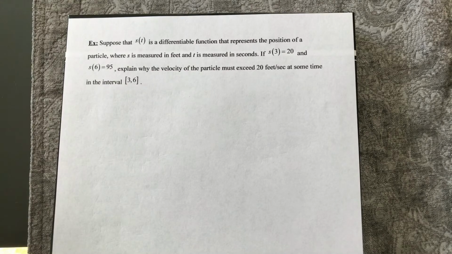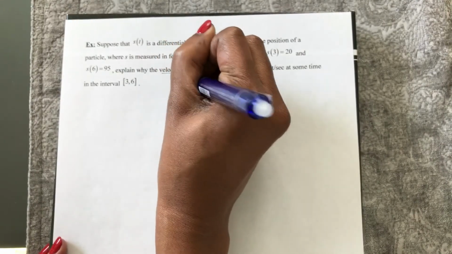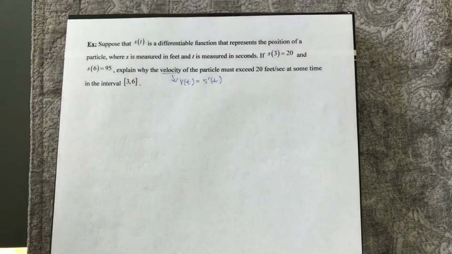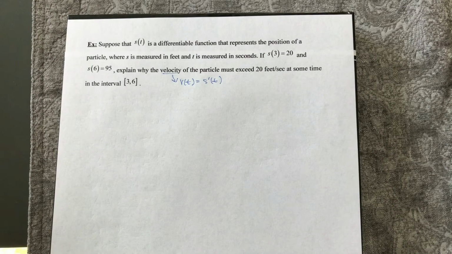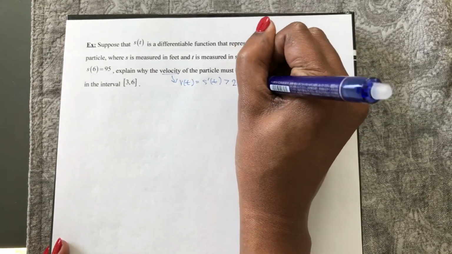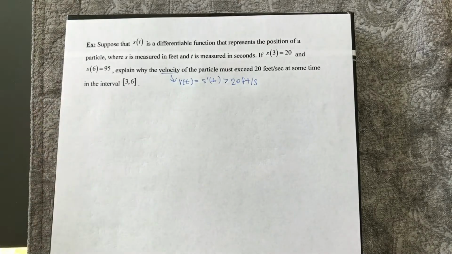Okay, so what is the velocity? The velocity is just the rate of change of that position. So keep that in mind. They're trying to have us show that the velocity, the rate of change of our particle, must be greater than 20 feet per second sometime between 3 and 6 seconds. So what can we show here about these two intervals?